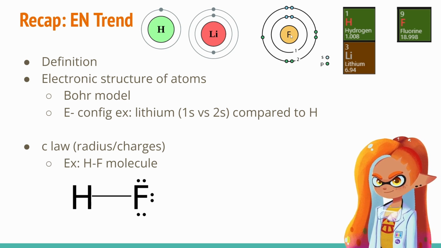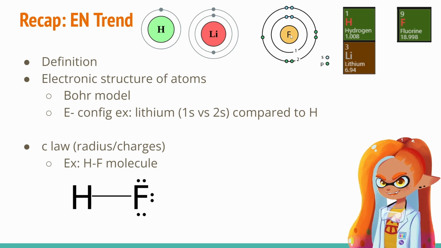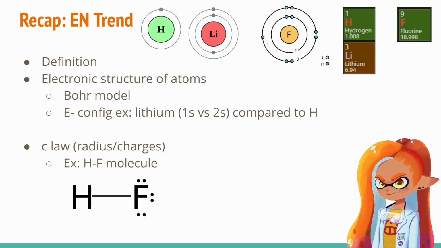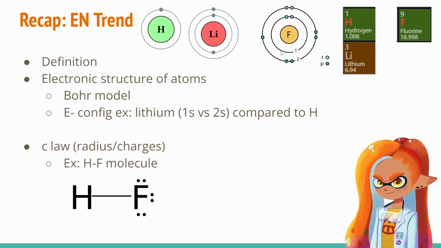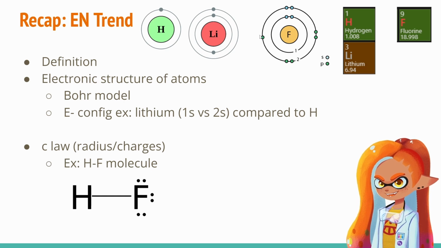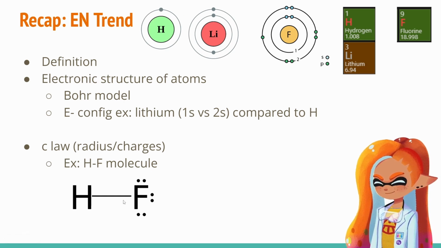So fluorine has a lot of protons in the middle. It has 9 compared to 1 for hydrogen. And so despite the distance in this 2s orbital and the 1s here, remember that these two electrons are going to be shared between this molecule here.